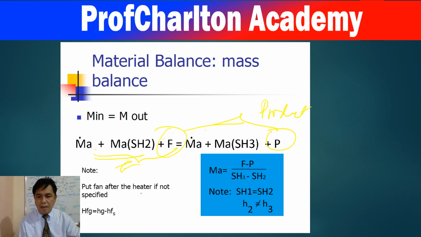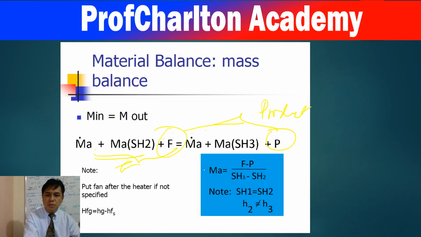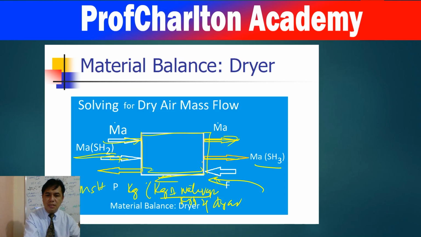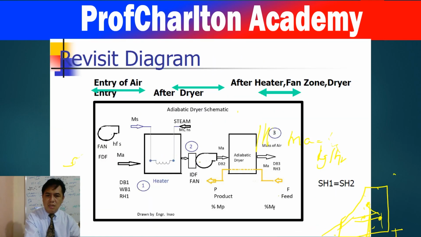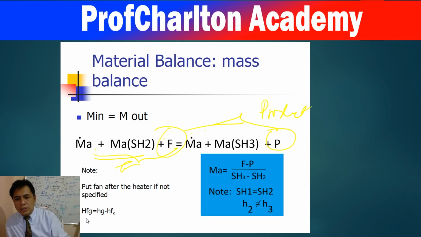Put fan after the heater if not specified. If there are problems wherein the location of the fan is not specified, you should put the fan after the heater. So here is the heater, we put the fan after the heater, and then it will fan again in the adiabatic dryer. This is just a reminder of how to manipulate the material balance.